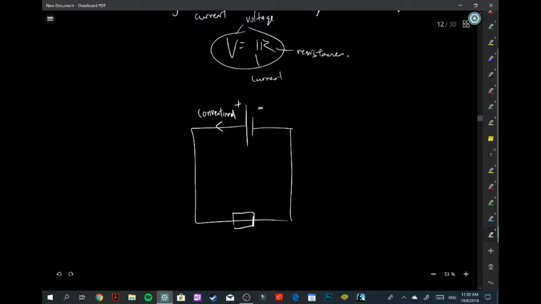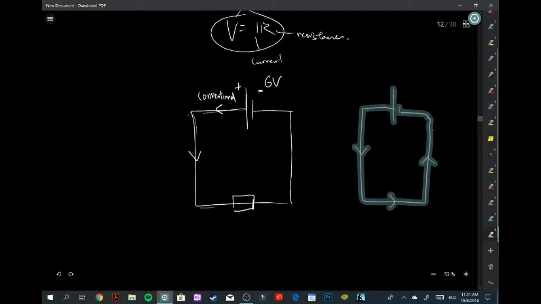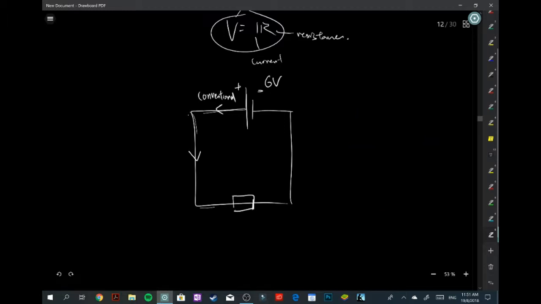So conventional flow. Now what happens is that whenever the current flows through wire without resistor, it doesn't use up any energy. It only uses up energy when it passes through a component like a resistor or a light bulb. Whenever it uses up energy, the voltage will start to deplete. Let's say it's 6 volt. If it has no resistor, the current at every point is holding 6 units of energy. Of course, then this circuit will have its own complication, which we will talk about later.